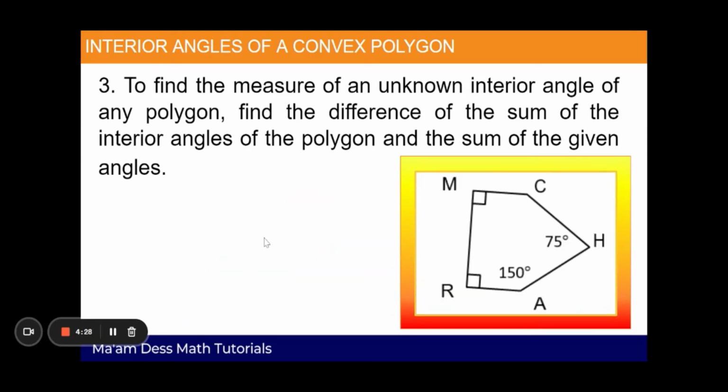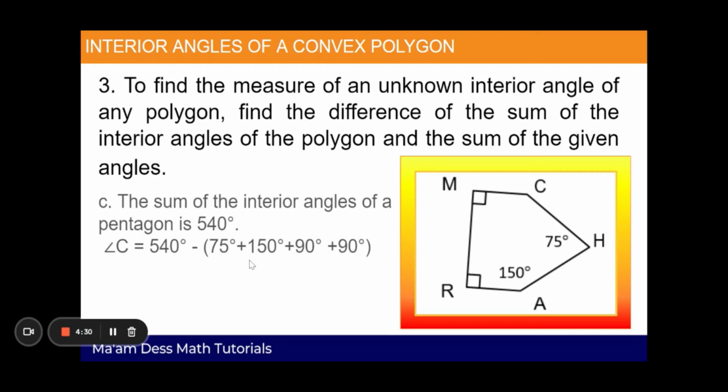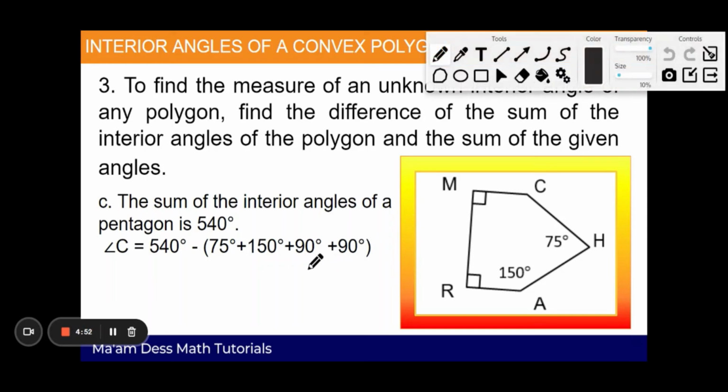The next one, again number 3. So we have letter C, a pentagon. Okay, in a pentagon, the sum of the interior angles is 540 degrees. So again, get the total of the given measures of interior angles. So we have 75, 150, and then 90, 90. Why 90?